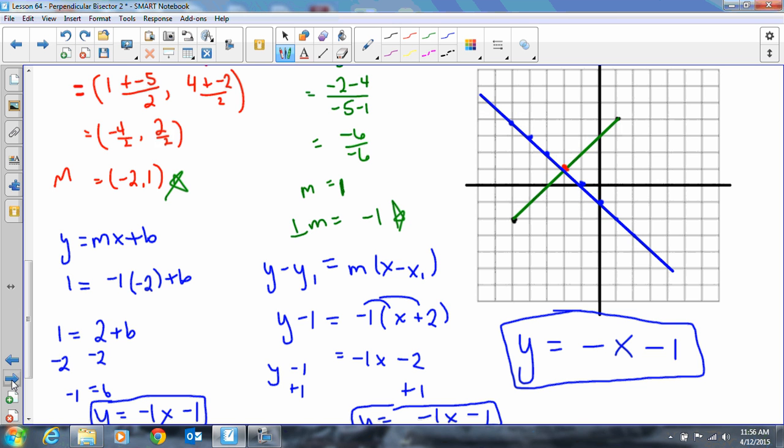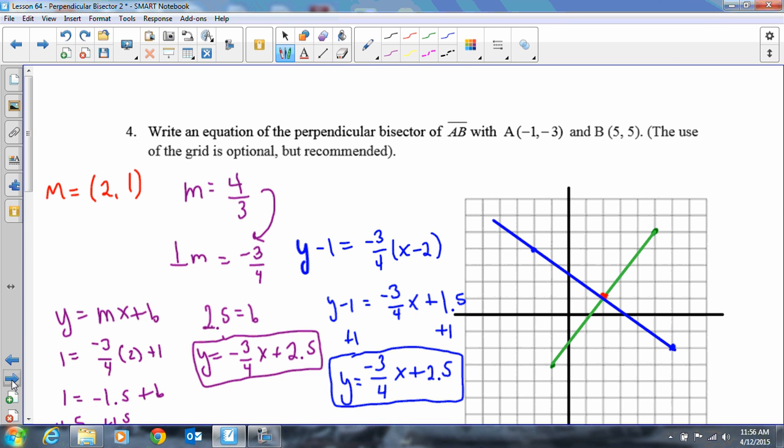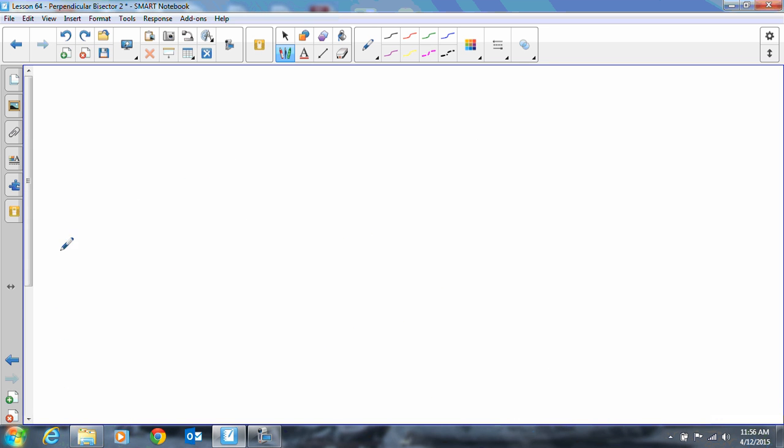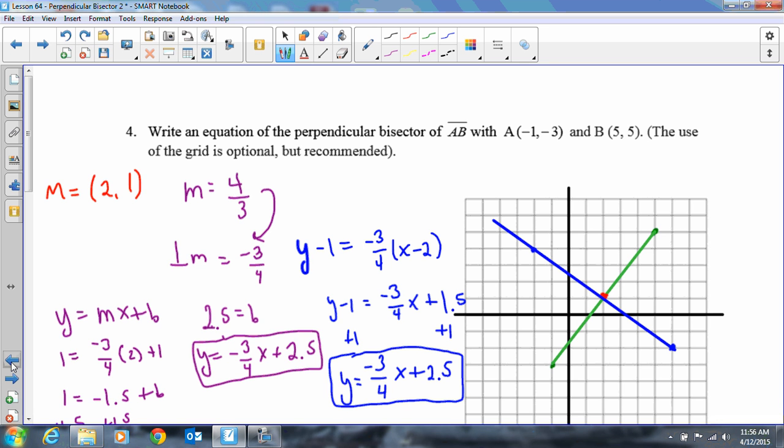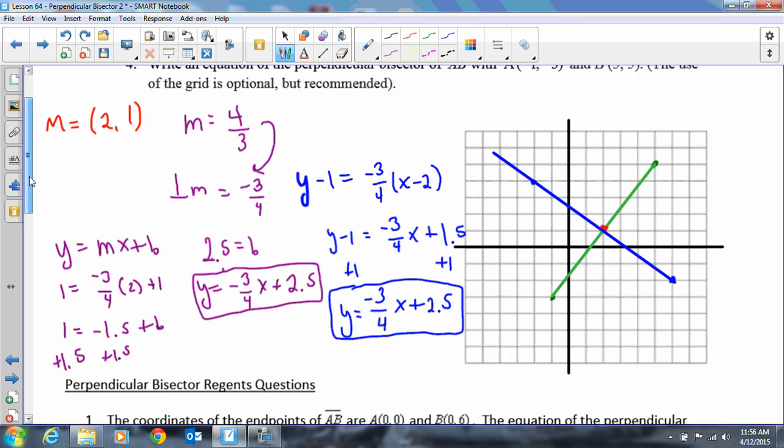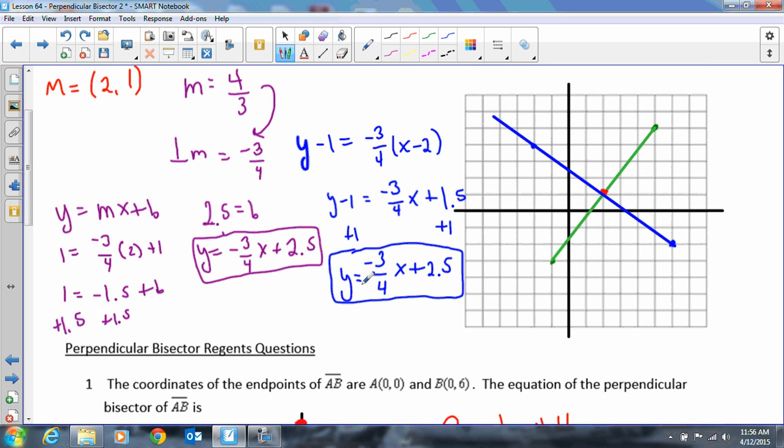On the next page, our last page, number 4, the equation of the line was y equals negative 3/4 x plus 2.5. Or you could write that as a fraction as well. But usually I like to see that, oh yeah, it hits at 2.5, between 2 and 3.